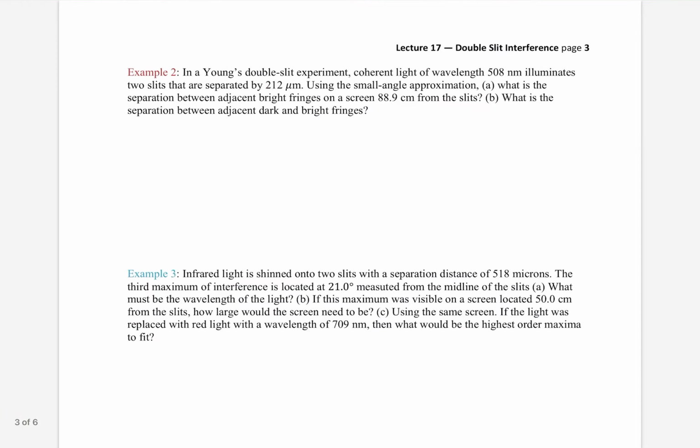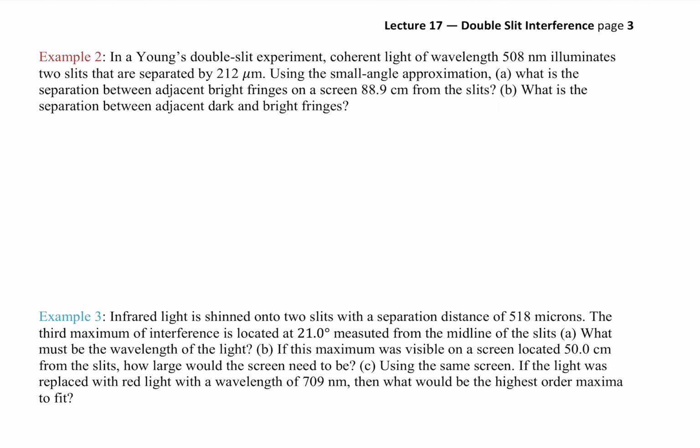Okay, let's move on to our next example, example 2. In a Young's double-slit experiment, coherent light of wavelength 580 nanometers illuminates 2 slits that are separated by 212 microns. Again, micrometers we call microns. Using the small angle approximation, what is the separation between adjacent bright fringes on a screen 88.9 centimeters away, and what is the separation between adjacent dark and bright fringes?